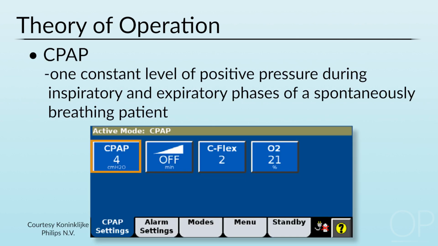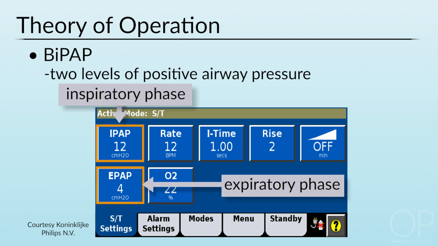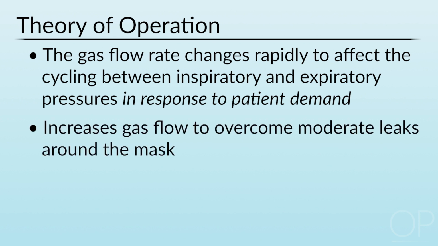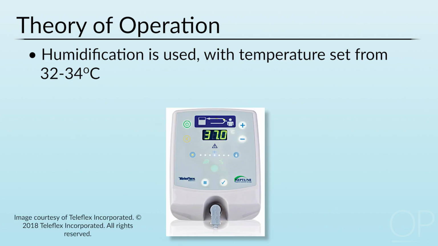So theory of operation. With CPAP, there's one constant level of pressure that is applied throughout the inspiratory and expiratory phases of a spontaneously breathing patient. With BiPAP, there are 2 levels of positive airway pressure. One is for the inspiratory phase, and then one is maintained throughout your expiratory phase, which is your EPAP. The gas flow rate changes rapidly to affect the cycling between inspiratory and expiratory pressures in response to your patient's demand. It will also increase gas flow to overcome any type of moderate leak around the mask. Exhale gas is flushed out through an opening in the patient's circuit. As you can see here, there's one within the circuit and one on top of the mask. Humidification is also used. The temperature is set from usually 32 to 34 degrees. Some patients don't like it on.